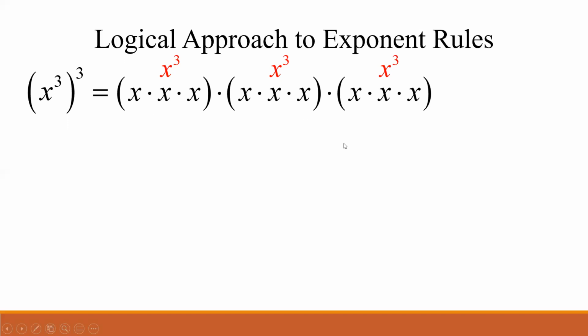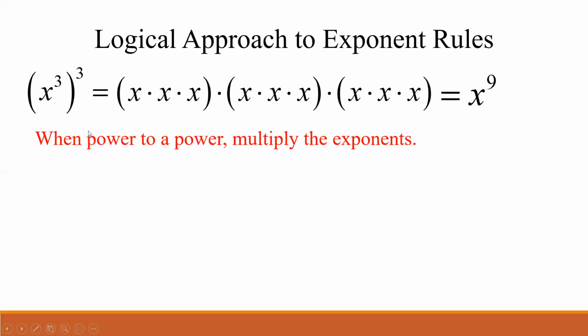And again, just like the product rule, how many do we have? That's 9. So that would be x to the 9th power. And I think you see what to do here. If it's a power to a power, we're going to multiply those two numbers. So anytime you see a power to a power, you're going to multiply the exponents. So I'll leave this here for you for a second. Kind of work through that in your head real fast and see what you get.